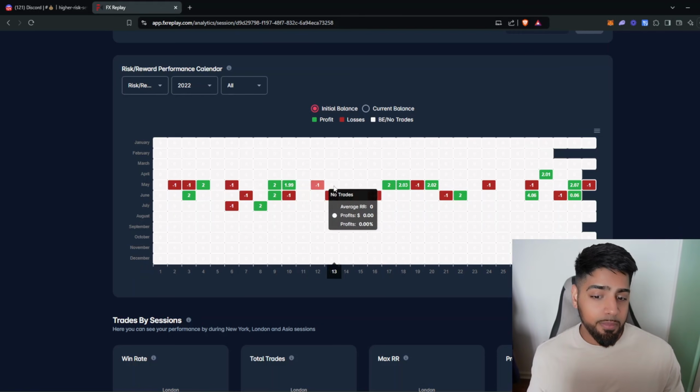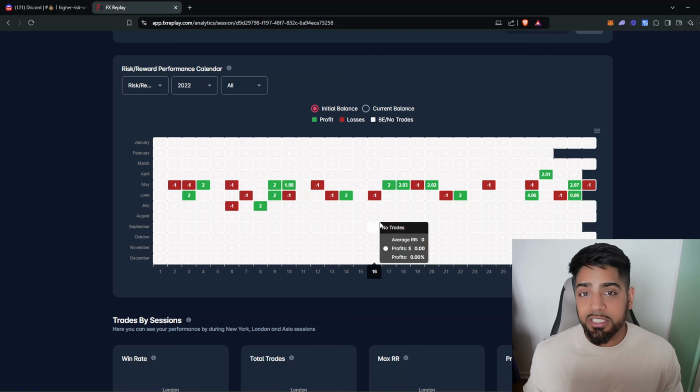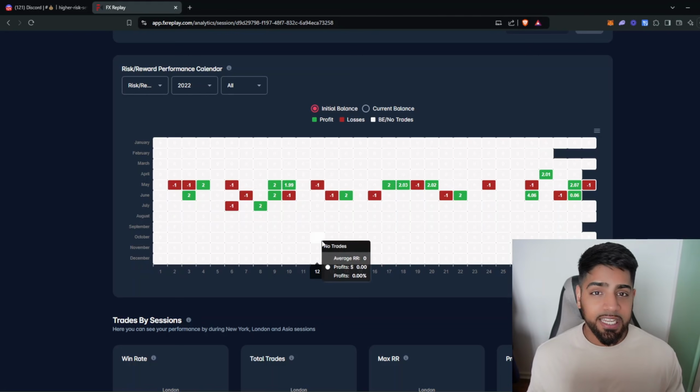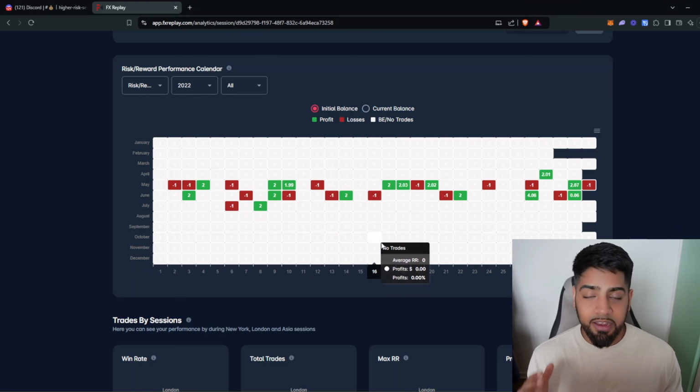So we can see that multiple days we didn't take a trade. That means you just sit on your hands and you do nothing. And you have to be okay with that. There were days when we've taken 2 consecutive losses in a row. You have to be okay with that, right? There are going to be things that happen that are out of your control. You just have to accept that and you have to keep it moving.